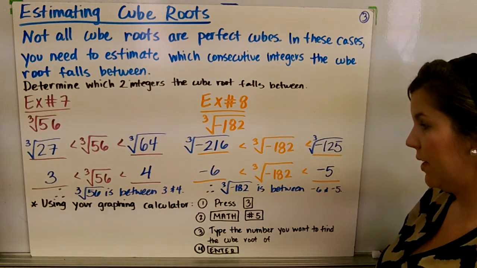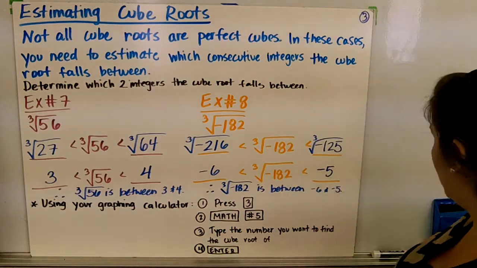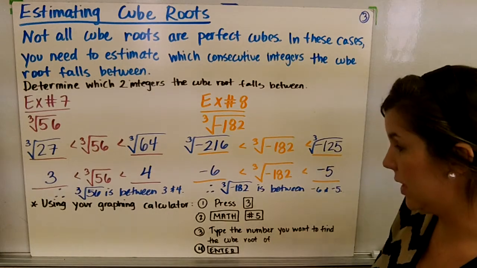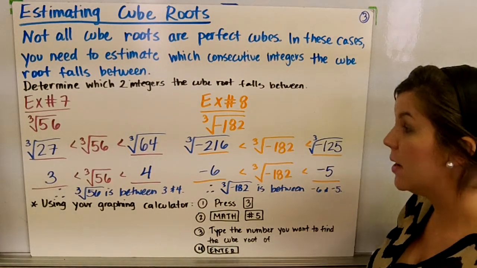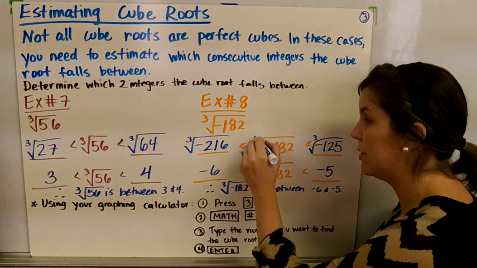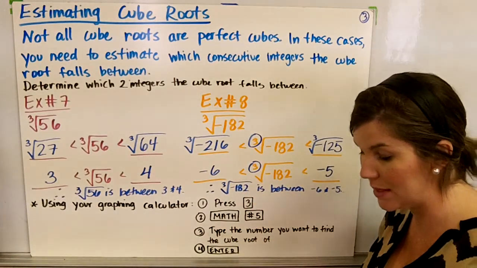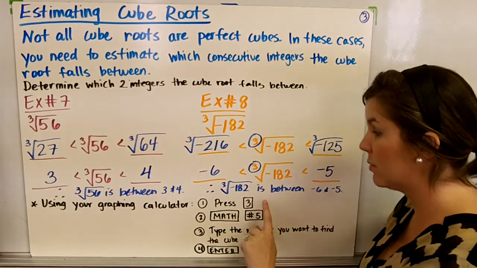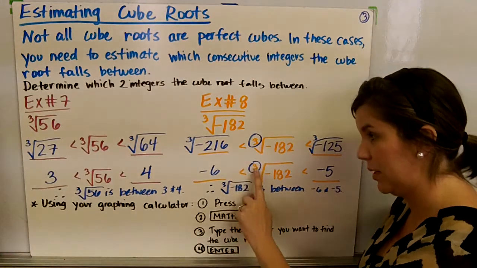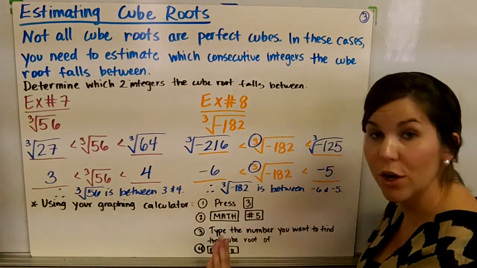So using your graphing calculator, here's how you can do these. You press 3, because the cube root is a 3. When you do the square root, it's already implied that the index is 2. So on this one, the cube root, because we have a 3 out there, go to your home screen.